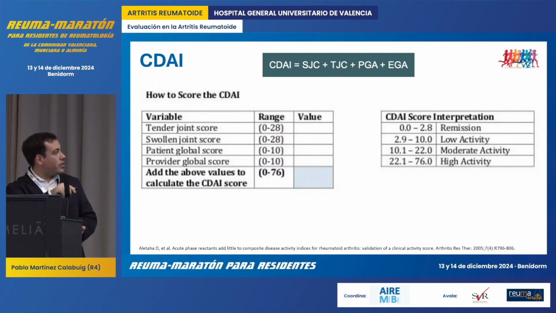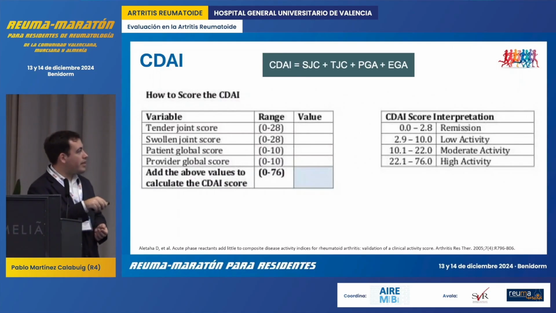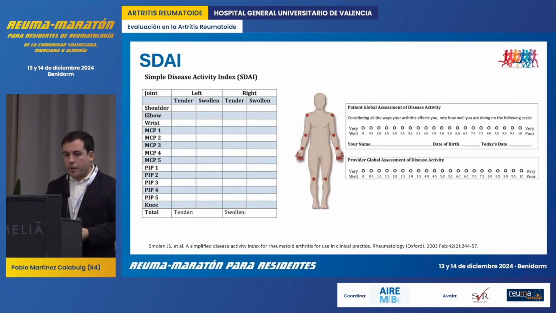a little chart. We have that. If it's between 0 and 2.8, it would be patients in remission. Patients with very high activity are above 22.1.